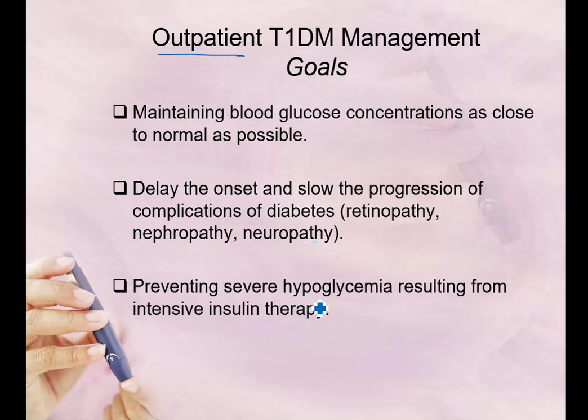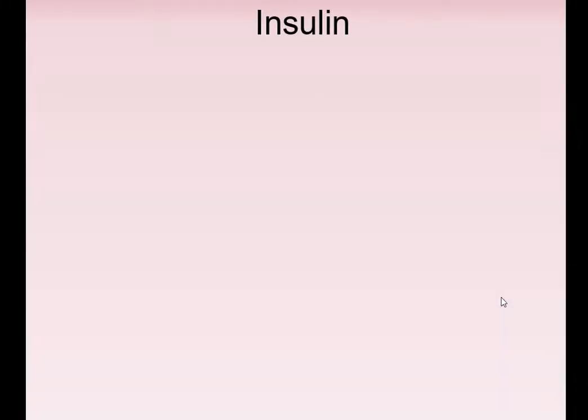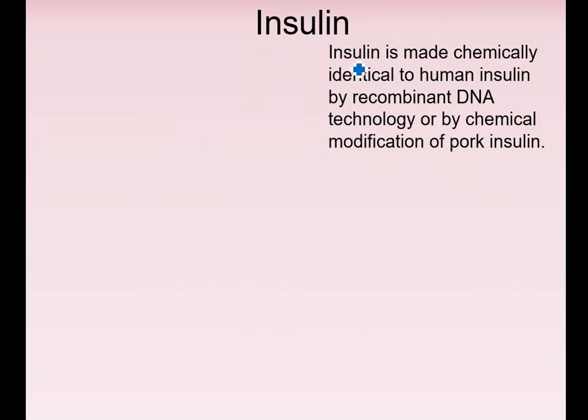Preventing severe hypoglycemia, which results from intensive insulin therapy or other precipitating factors. Insulin therapy. Insulin is made chemically either identical to human insulin by recombinant DNA technology, or by chemical modification of the pork insulin.